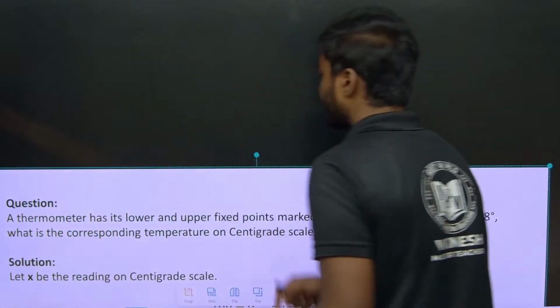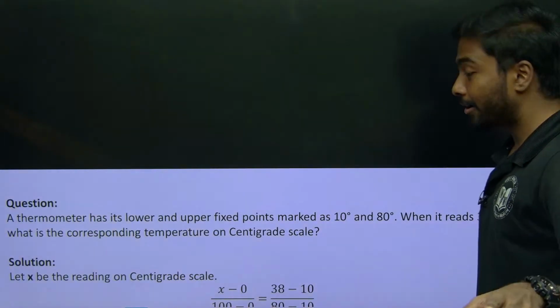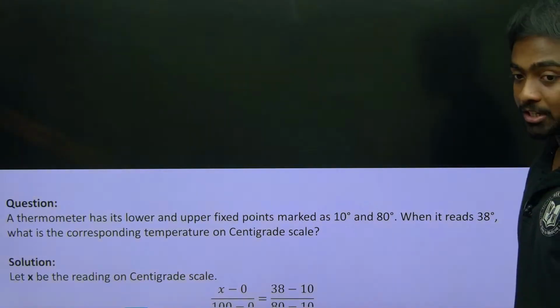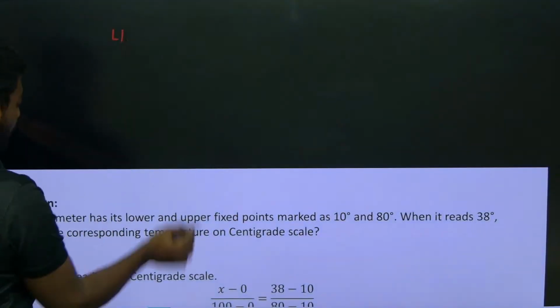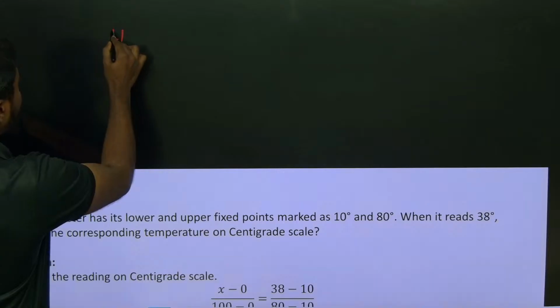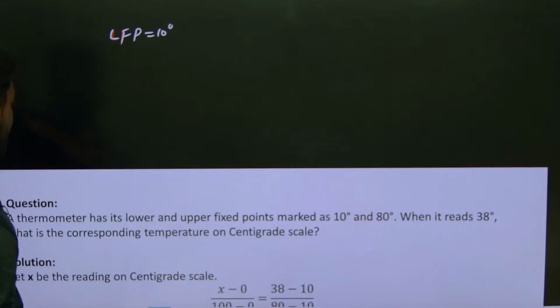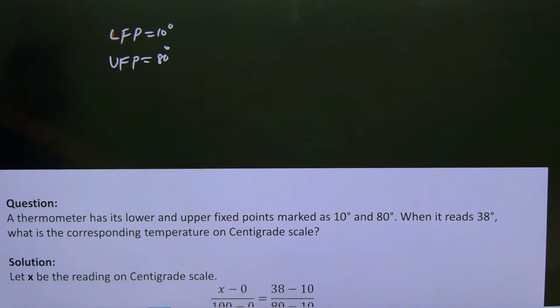Okay. So the next question is, a thermometer has its lower and upper fixed points marked as 10 degree and 80 degree. Listen carefully. The lower fixed point and the upper fixed point. Write the given terms first. So the lower fixed point is given as 10 degree and the upper fixed point is 80. So when it reaches 38 degree, what is the corresponding temperature on the centigrade scale?